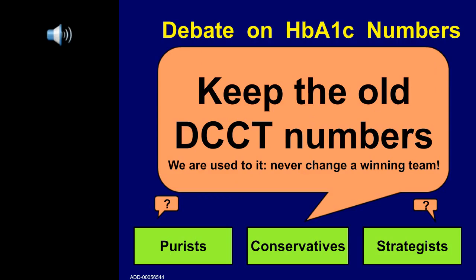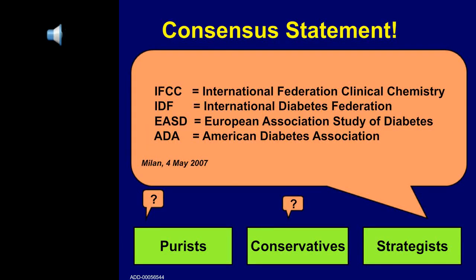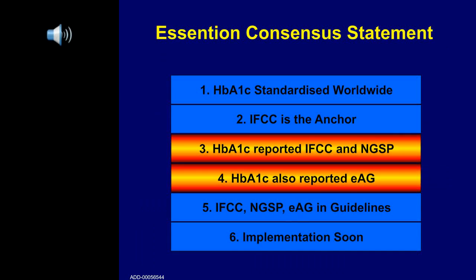But the conservatives have an opposite view. They say, well, keep the old DCCT numbers. Physicians are used to it, patients are used to it, never change a winning team. And that's the prevalent view in the US. And then there are strategists, in this case the IFCC and the important international diabetes organizations. They concluded there must come a consensus statement. And that is what happened.